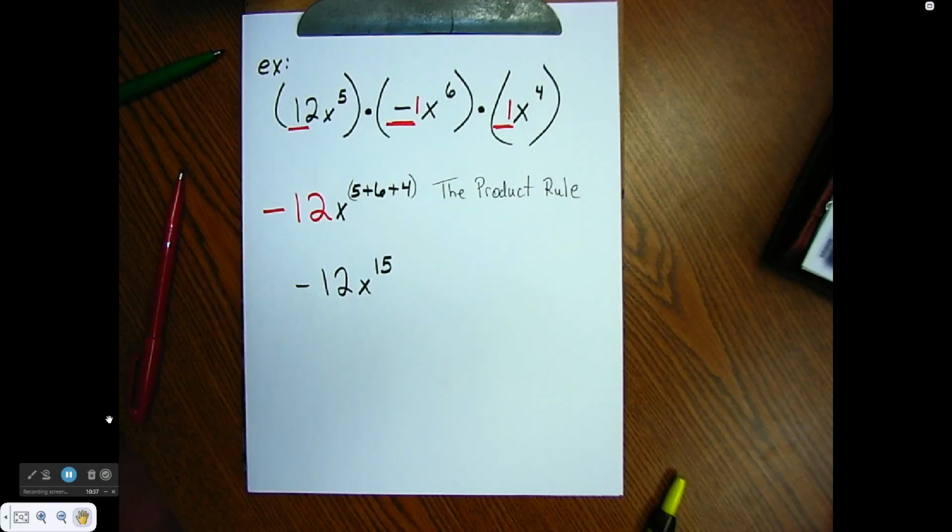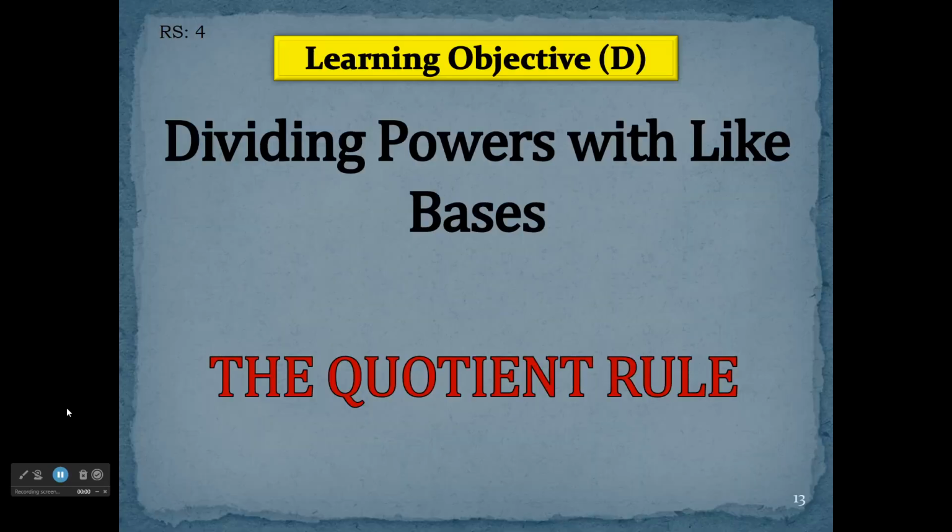This is the end of the third of 6 short videos for Review Skills 4. For Review Skills 4, this is video number 4 out of 6. Learning Objective D, called the quotient rule. This is what we do when we divide powers with like bases. So the emphasis of this short video is going to be all about the quotient rule.